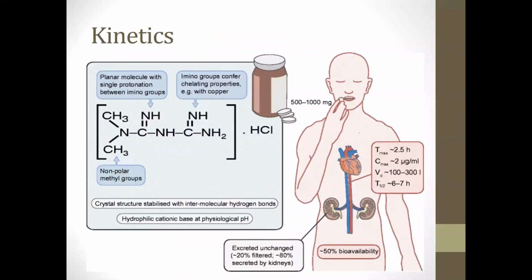In terms of the kinetics of metformin, the only really important thing from this slide is that it exits the body entirely through the kidneys. So there's no hepatic metabolism whatsoever. And if you have a reduced GFR or AKI, it can lead to very severe consequences.